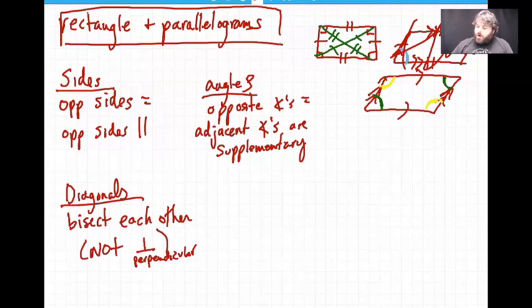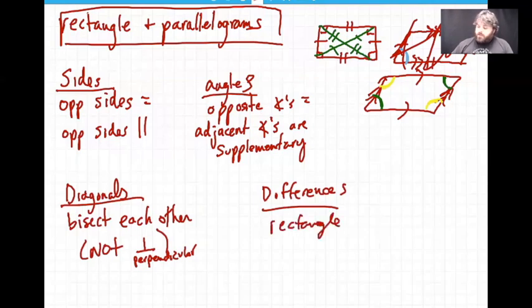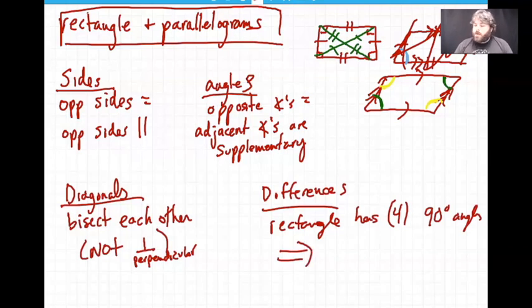All right, so what are the differences between the two shapes? Okay, well, a rectangle has four 90-degree angles. So what does that tell us then? Do you remember this from when we talked about squares and rhombuses? Yeah, it means that the diagonals are equal in length.